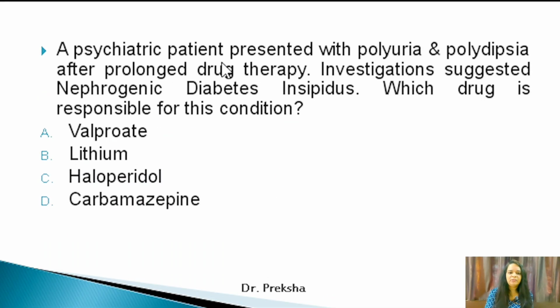A psychiatric patient presented with polyuria and polydipsia after prolonged drug therapy. Investigation suggested nephrogenic diabetes insipidus. Which drug is responsible for this condition? Valproate, lithium, haloperidol, carbamazepine. The correct answer here is lithium, which is commonly used as a mood stabilizer. Here you can see a psychiatric patient is given to you. So the correct answer here is lithium, which causes nephrogenic diabetes insipidus.